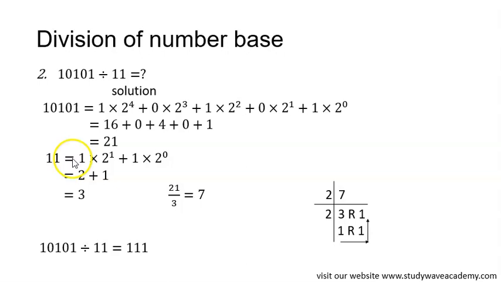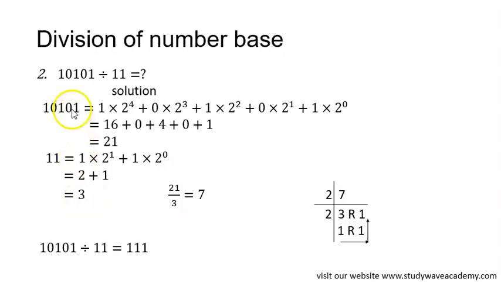So 1 is equal to 1 times 2 raised to the power 1 plus 1 times 2 raised to the power 0. I'm sure you know how we got this, right? Good. So 1 times 2 raised to the power 1 is 2 plus 1 times 2 raised to the power 0 is 1. So 2 plus 1 is 3. When we have gotten our base 10 number, we divide this by this. Okay, 11, which is 1 in base 10, is 3. Okay, this is in base 10.